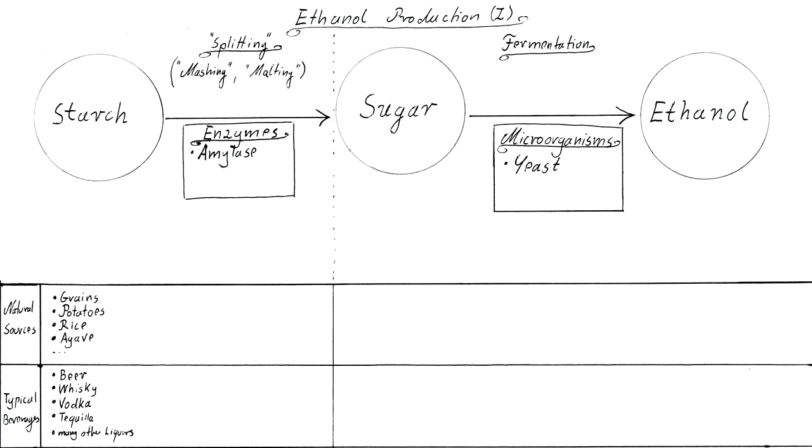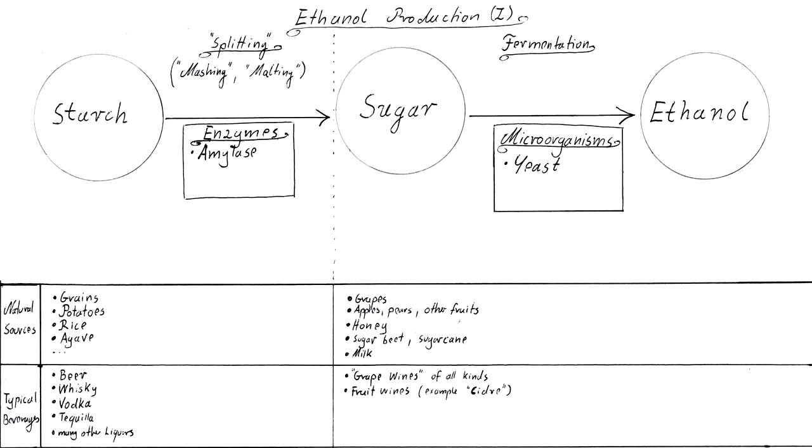Typical sources that can supply sugars directly are grapes, apples, pears, and other fruits, honey, plants like sugar beet and sugar cane, and yes, even milk. Typical beverages that are made of these materials are all kinds of grape wines, which you might simply know as wines. Furthermore, all kinds of fruit wines, for example cider, which is made from apples.